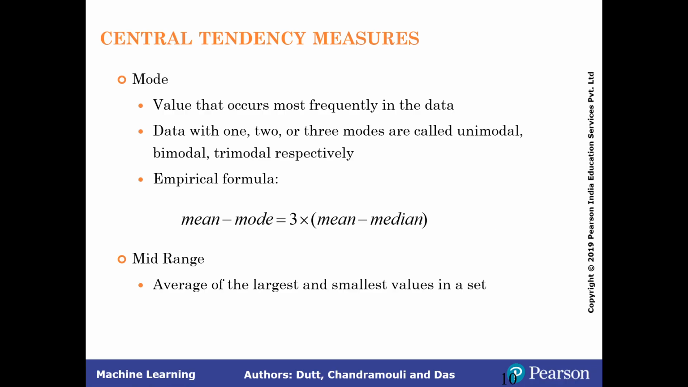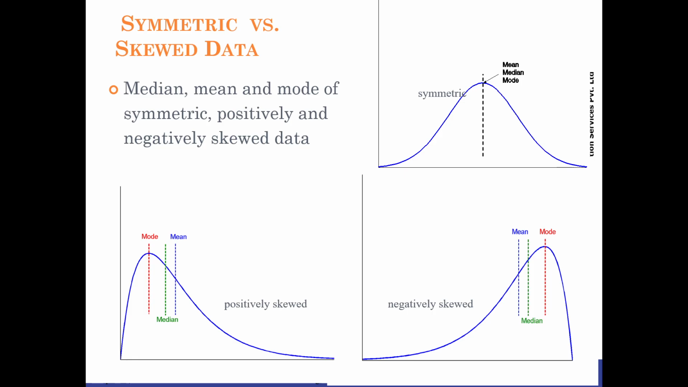Calculating mode using mean and median. Coming to skewness, it is described by making use of mean, median and mode. If all three are in the same line, that is symmetric. And in terms of mean, median, mode order, it is negatively skewed. Or if mode is less than mean, then it is considered to be positive, otherwise it is considered to be negative.